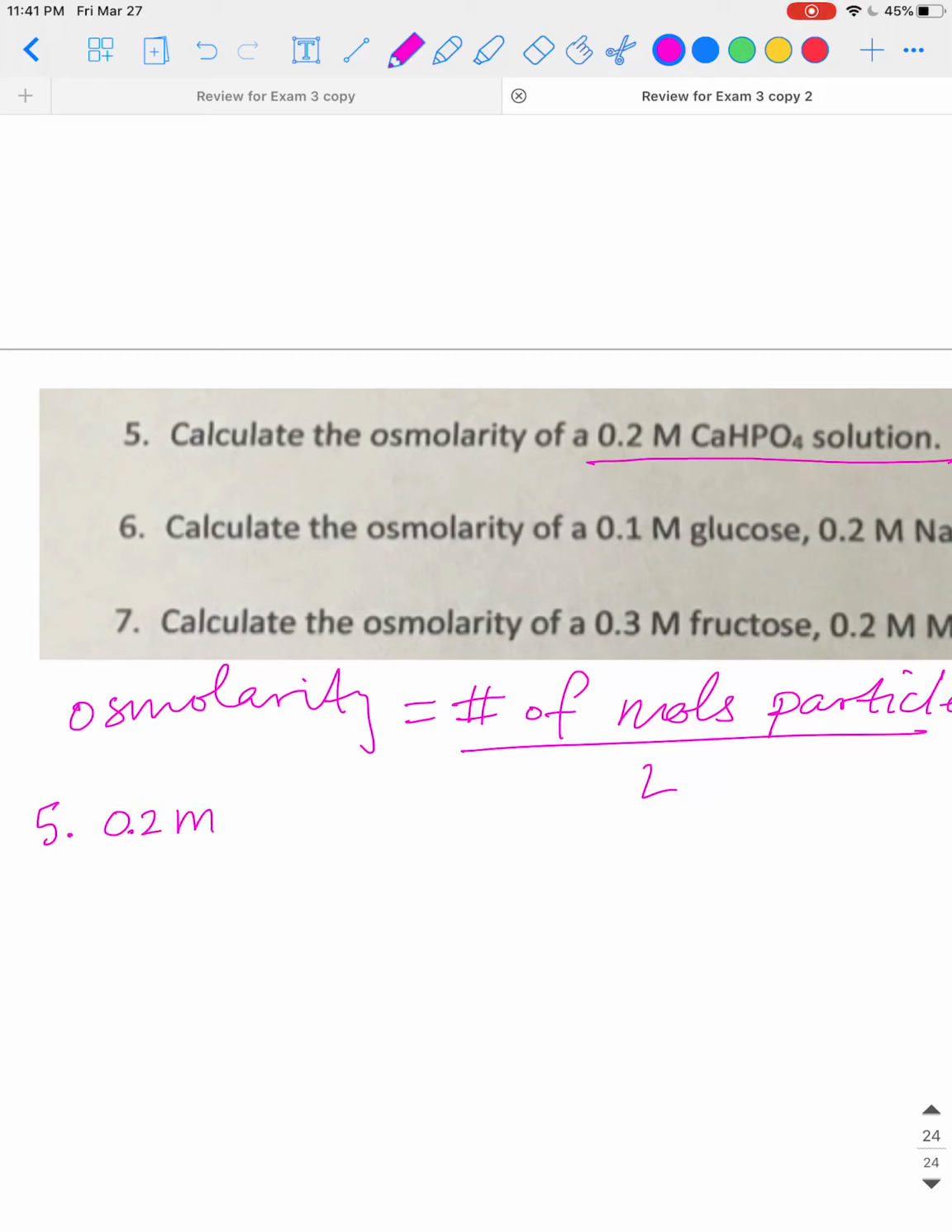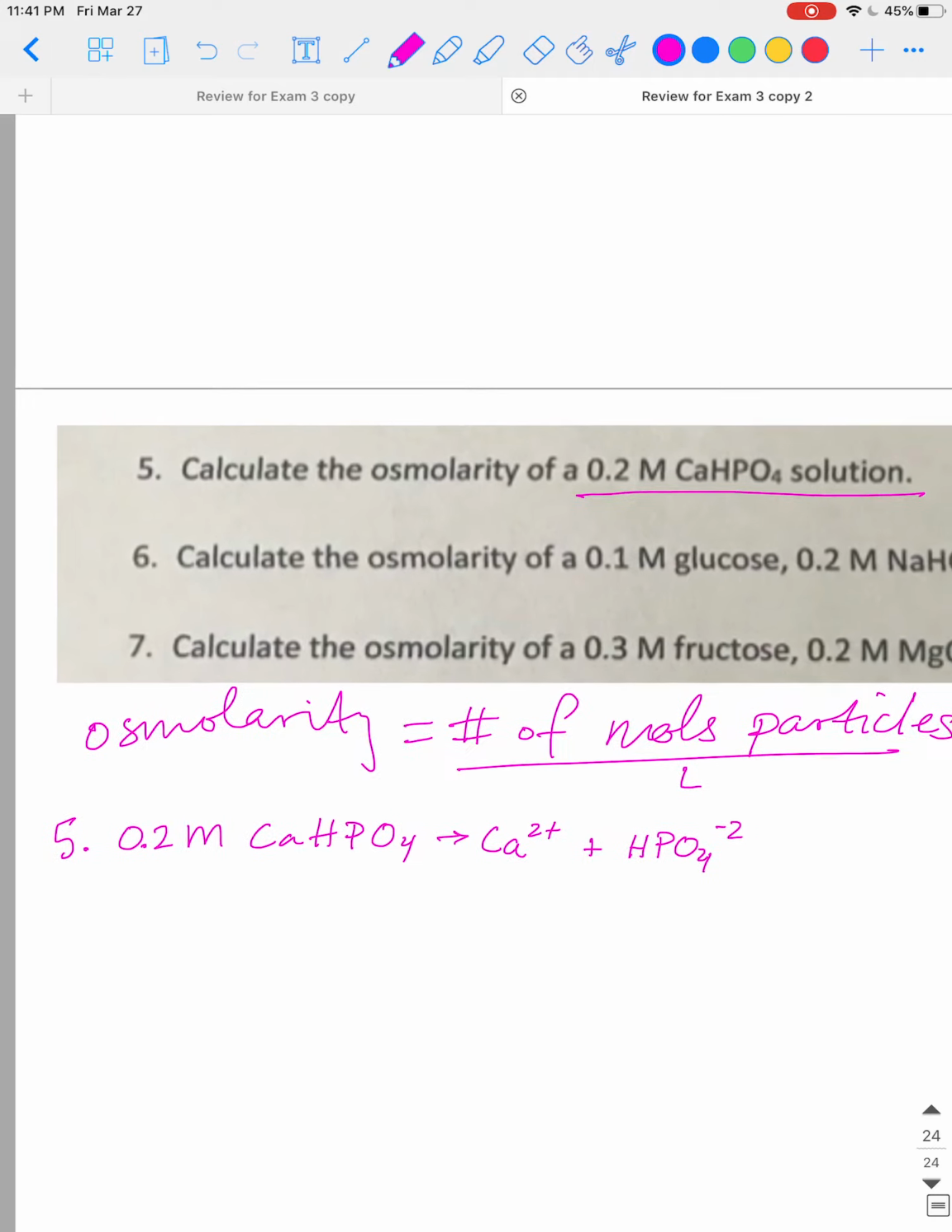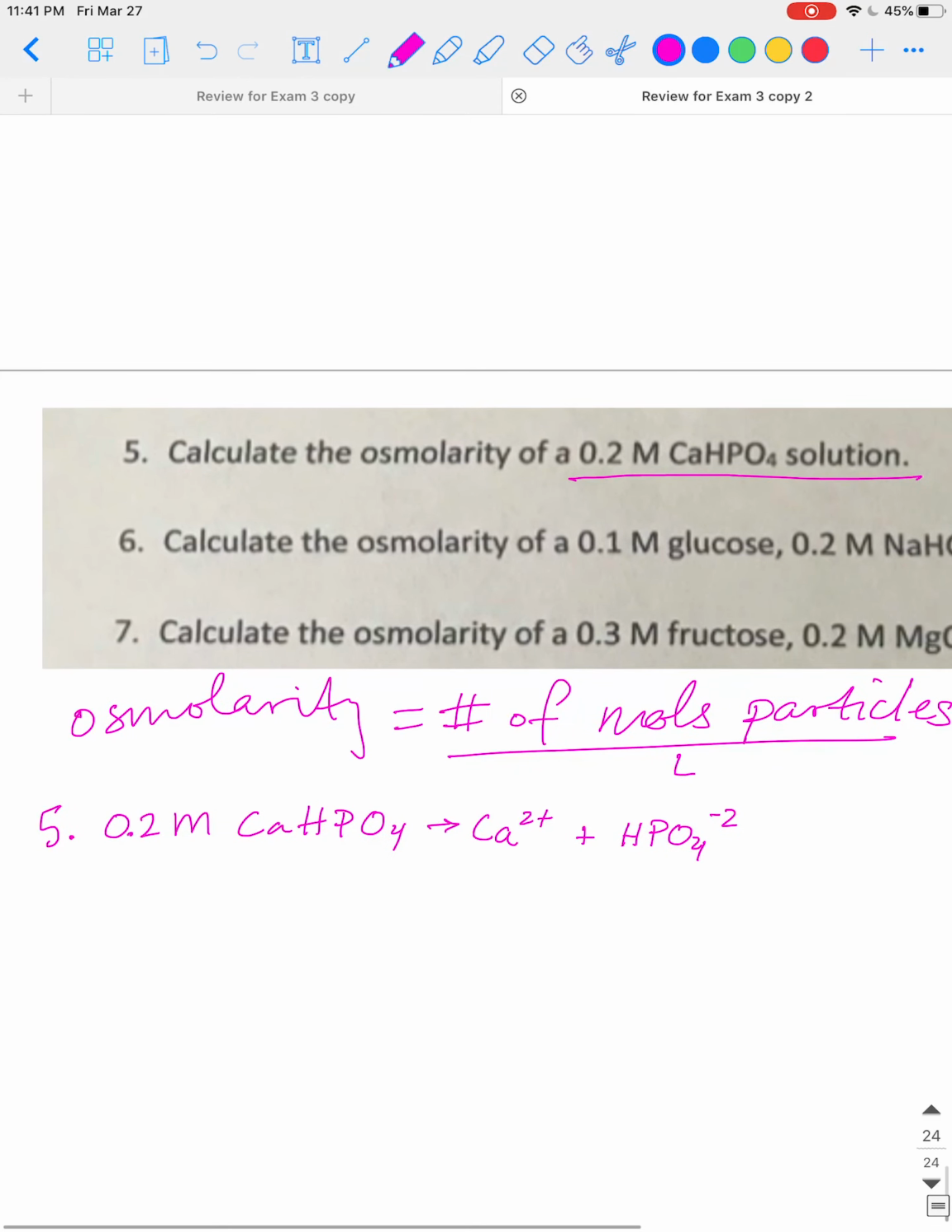Number 5. If I have 0.2 molar CaHPO4, if one molecule of calcium and then whatever the name of this anion is dissolves, what would I get? I would get 1 calcium cation. Move this up. And I would get 1 HPO4 with a -2 charge anion. Okay.